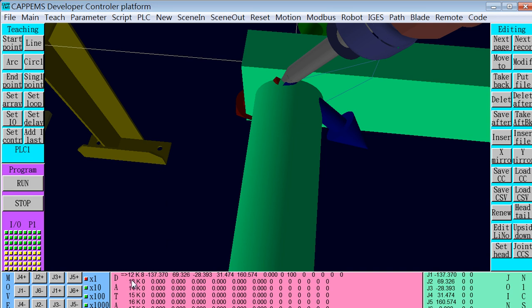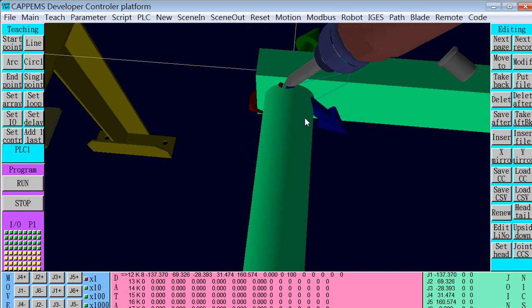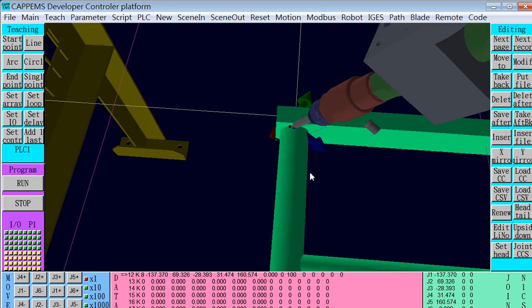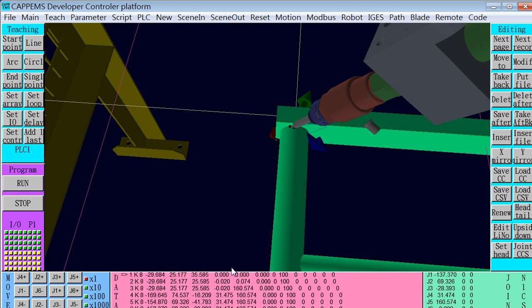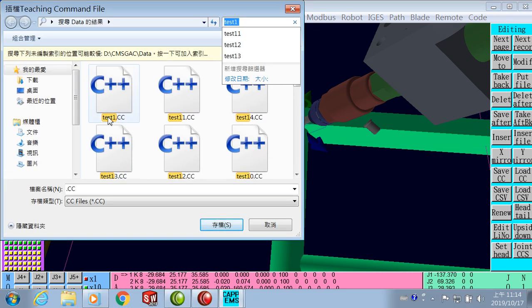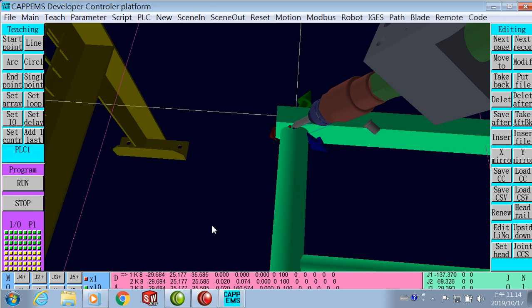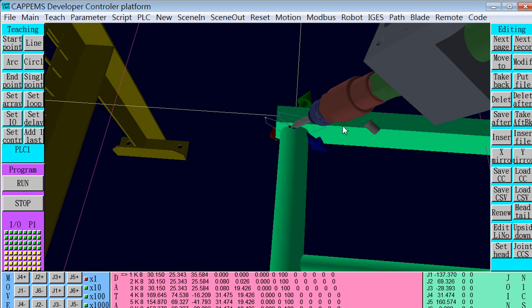right now, totally 12 instructions. Let's see the visually. You can see the welding from here to here. Then let's add the previous half welding. Let's go to the head using insert file. Insert test 1 in both sides on the screen. Let's run to see.